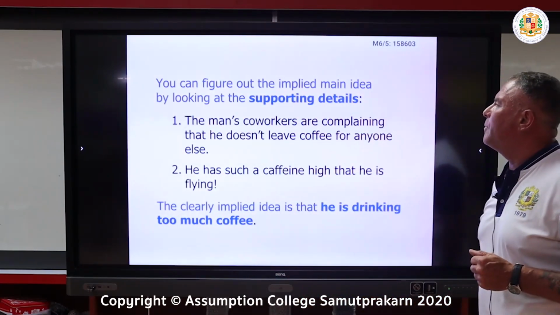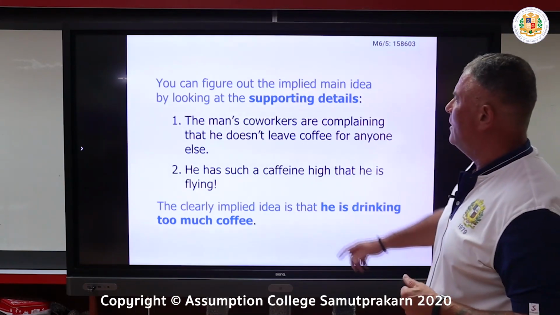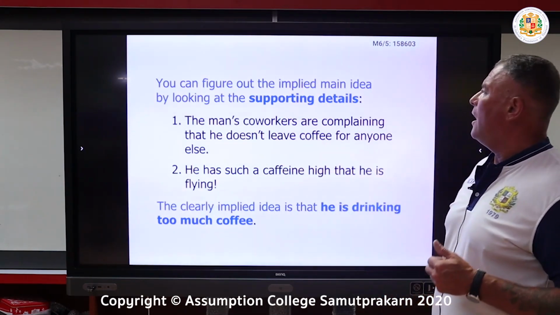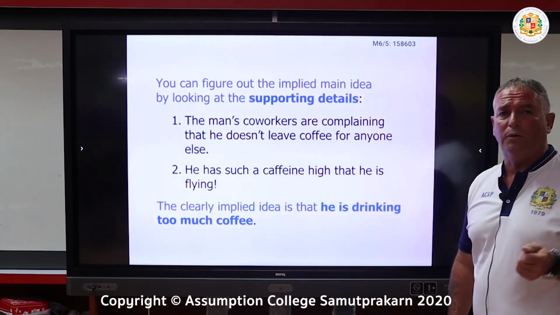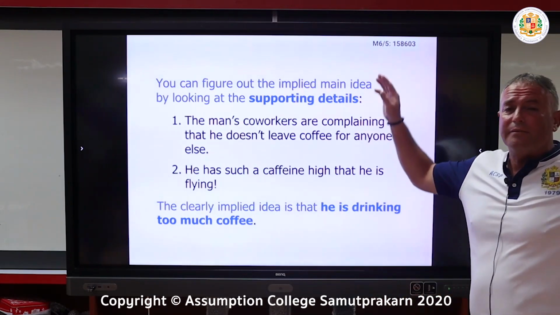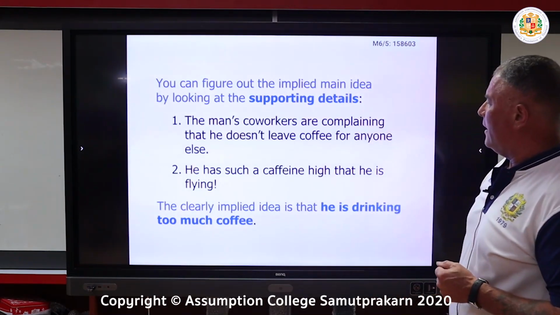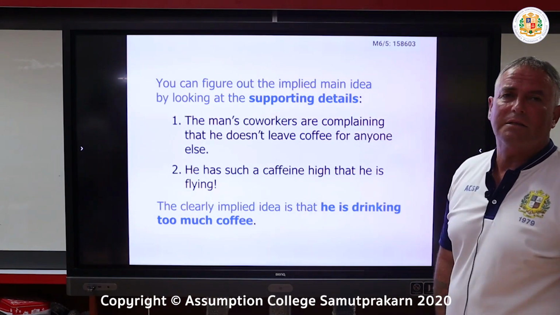You can figure out the implied main idea by looking at the supporting details. The man's co-workers are complaining that he doesn't leave coffee for anyone else. He has such a caffeine high that he is flying. The clearly implied idea is that he is drinking too much coffee. That is the main idea.